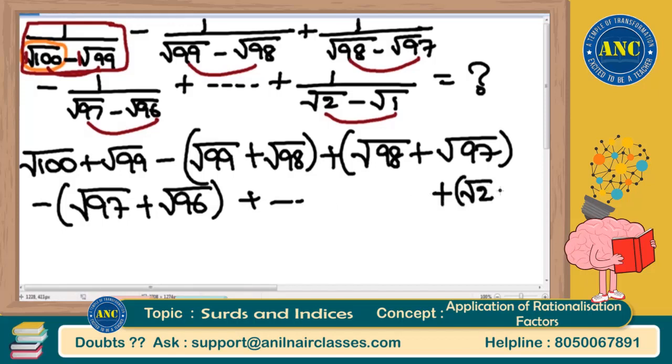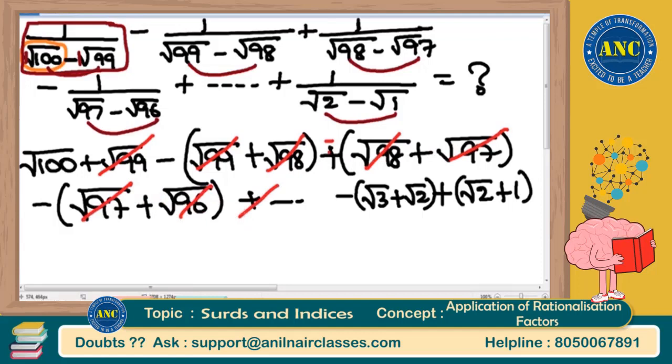The last term is root 2 plus root 1. Before that it will be minus of root 3 plus root 2, right? Can I say that every term will cancel other than two terms? Root 99 cancels, root 98 cancels. Somewhere I have made a mistake with the change of sign, because both of these will cancel. Root 97 will cancel. Every term will cancel out.